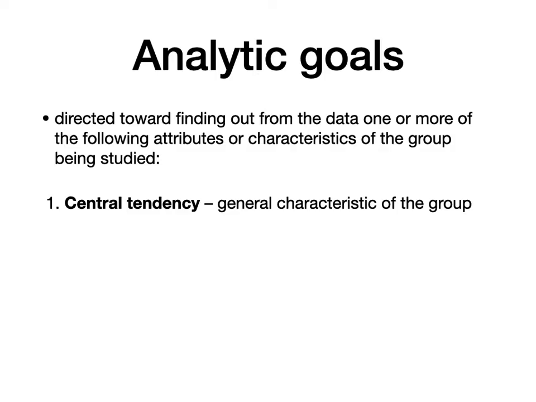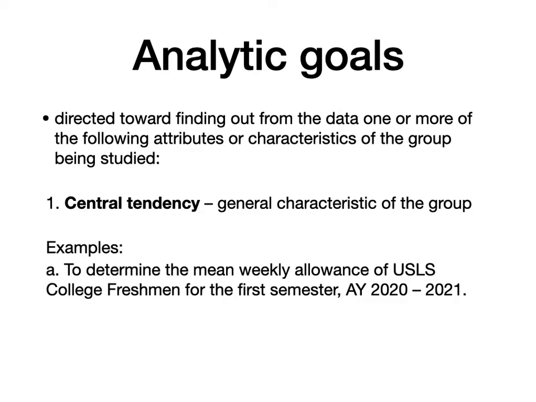Basically, it covers the general characteristic of the group. For example, let's have the following objective. Say you would want to determine the mean weekly allowance of USLS college freshmen for the first semester of academic year 2020-2021. In this case, we are talking of the mean or an average. When we talk of the mean, it's a measure of central tendency or location. If you can recall, in senior high or even in junior high, there are three different measures of central tendency or central location. So we have the mean, the median, and the mode.